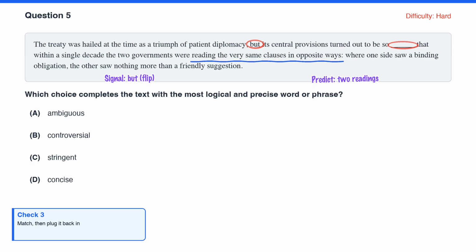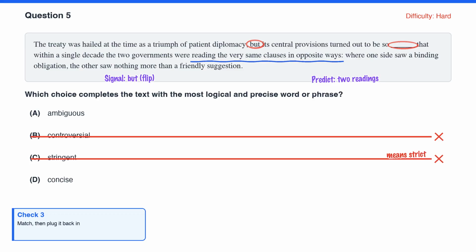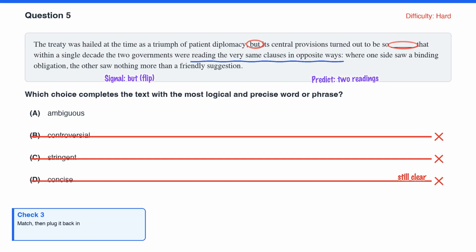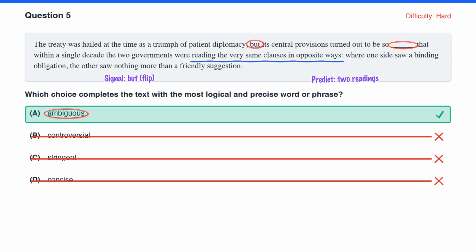B, controversial, feels right for a treaty, but that word means public dispute while the sentence is about two readings of the same words. Knock it out. C, stringent, means strict yet loose clauses, not strict ones, are what get read two ways. Away it goes. D, concise, means brief, but a short clause can still be perfectly clear, and clarity is what failed here. Strike that. A, ambiguous, is the dictionary entry for opposite readings of the same clause. A takes it.